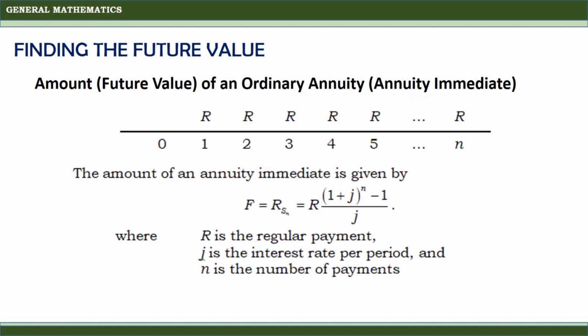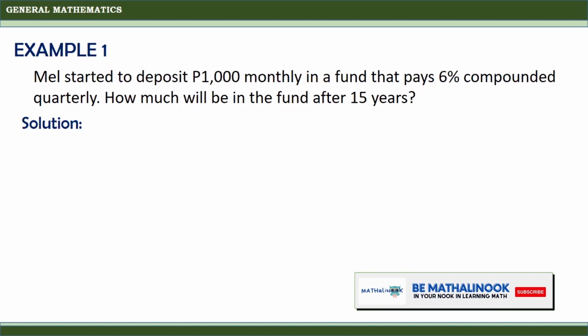With this, to compute for the future value of an ordinary annuity, we will be using the formula F equals R S sub N, which is equal to R times [(1 plus j) raised to n minus 1] all over j, where R is the regular payment, j is the interest rate per period, and n is the number of payments. Let us try to solve a problem involving general annuity.